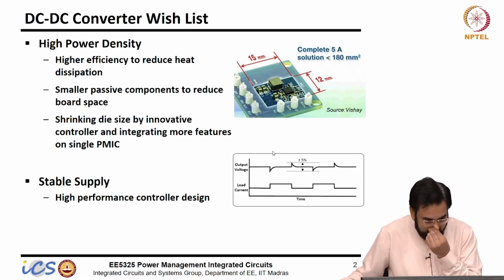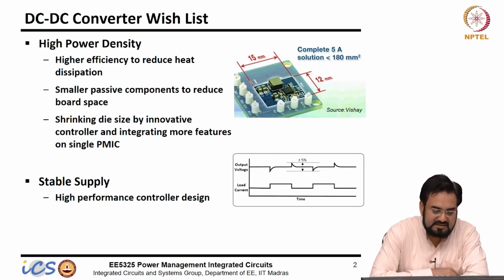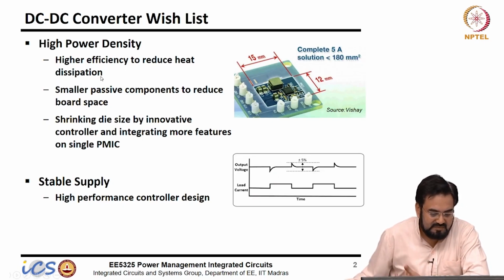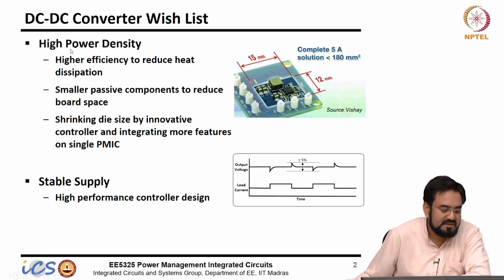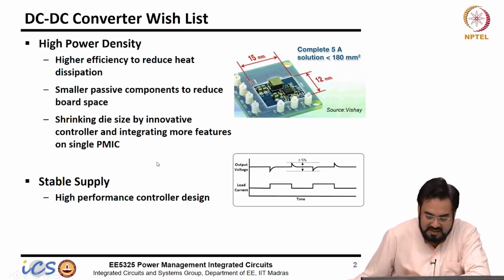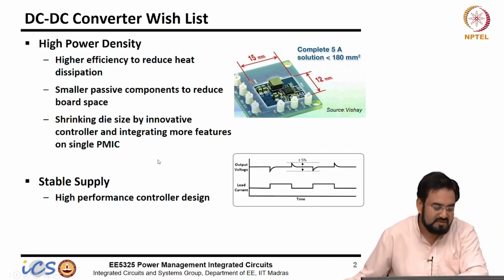So for any regulators, what are the requirements? Obviously the high power density, which means higher efficiency due to reduced heat dissipation. Whenever you are looking for high power density, one thing is important: you have to achieve very high efficiency, because when efficiency is poor, it's very difficult to achieve higher power density, and sometimes it may even require heat sinks, which will actually increase the size of your module.